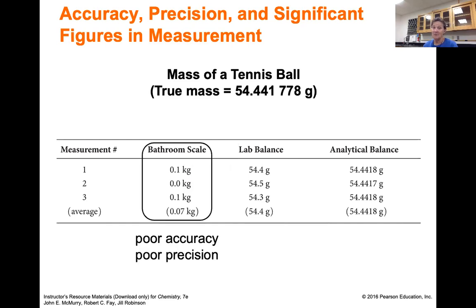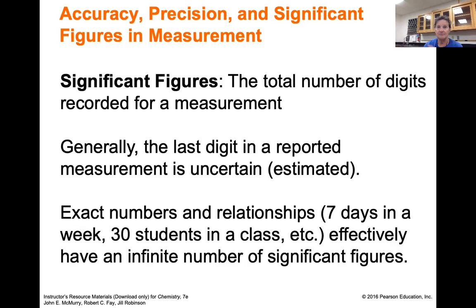And then this is both poor accuracy and poor precision. You get 70 grams, which is lousy accuracy when the true number is 54, and poor precision because you get anything from it weighs nothing in the second experiment to it weighs 0.1 kilogram. So when we're thinking about those numbers, we want to think about which of those numbers do we know.